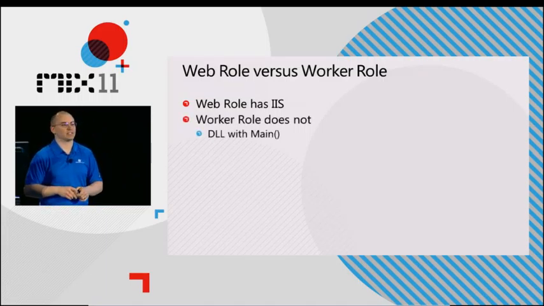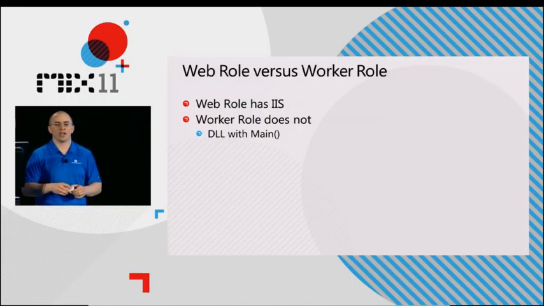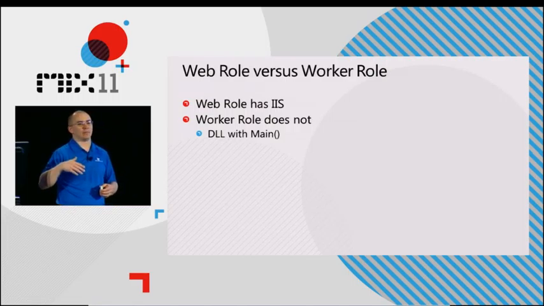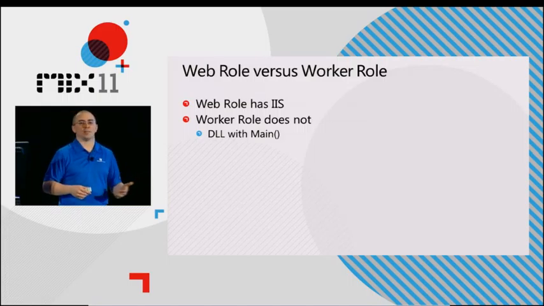One of the core differences between a web and a worker role is that a web role has IIS installed on it. A worker role does not. Traditionally, when you interact with the worker role, it's very similar to having a Windows service in Windows Server, where it's essentially a DLL with a main. It's just a service that's running and doing a bunch of stuff. You don't have IIS on it, so you're not hosting a web server. You're not running web applications and so forth. It's just doing some kind of work. Whereas a web role, since it has IIS installed on it, is something that actually can serve up web services, websites, etc.